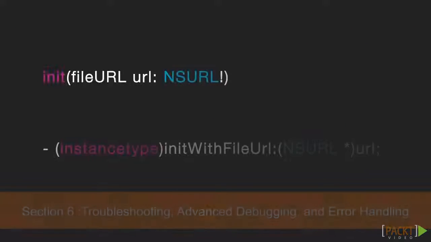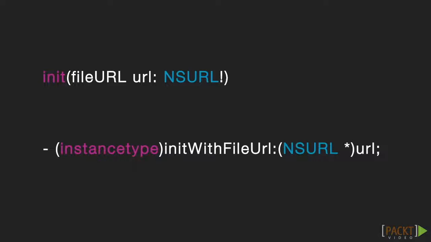By now, I'm sure you've noticed that Swift brings with it much cleaner and more succinct syntax than its Objective-C counterpart. We also see that the init methods are no exception. Notice that Swift removes the "with" from withFileURL and instead sets fileURL as its argument label. This is a consistent convention throughout Swift. If you ever need to convert an initializer from Objective-C, remember this pattern.